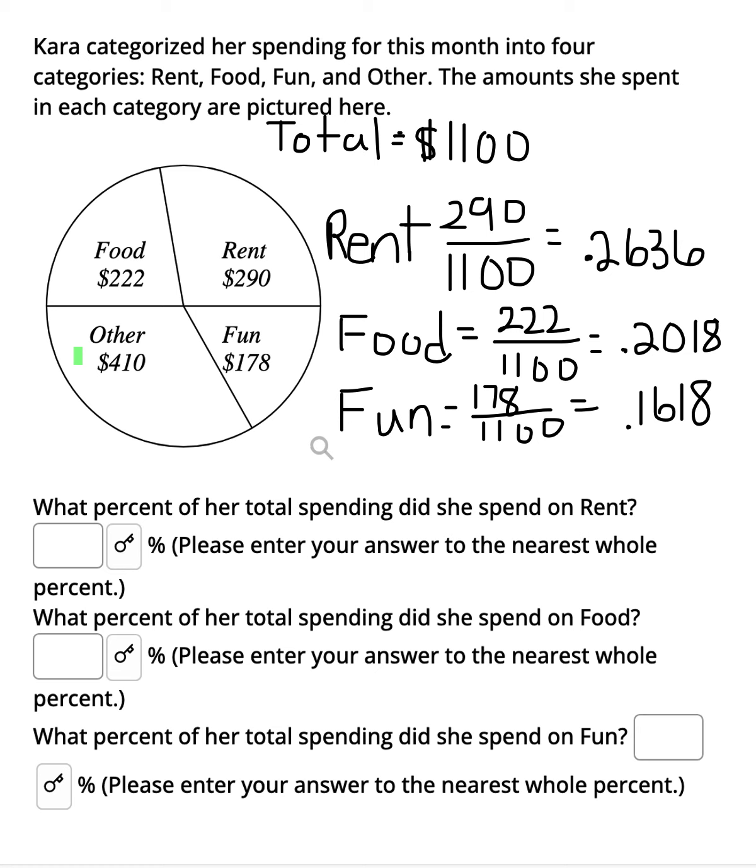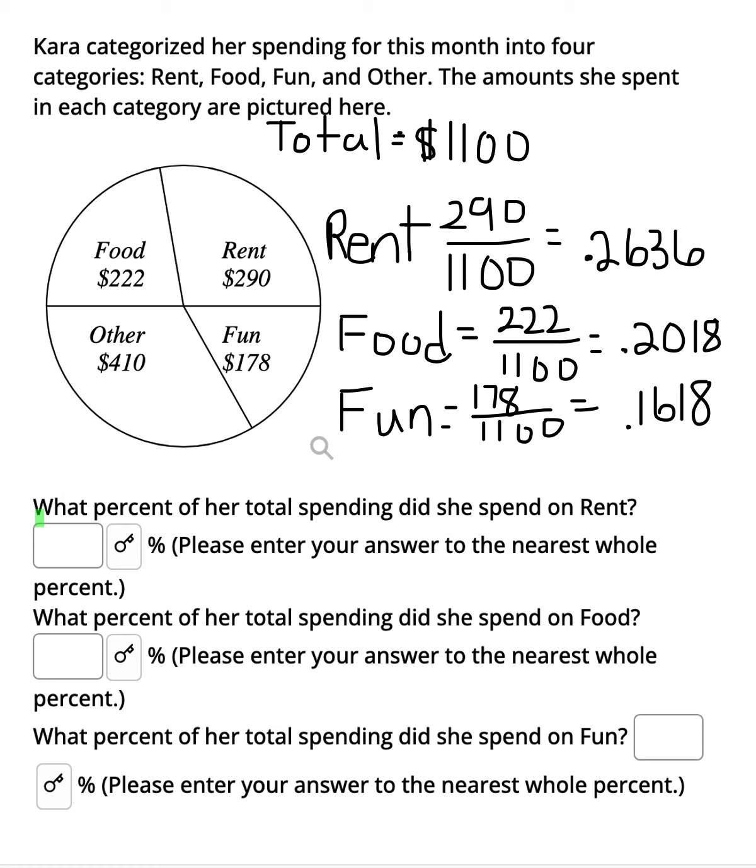Kara categorized her spending for this month into 4 categories: rent, food, fun, and other. The amounts she spent in each category are pictured below. So we have a pie chart here. The entire pie counts as 100%. And then you have your portions, and that's each slice that represents a category.